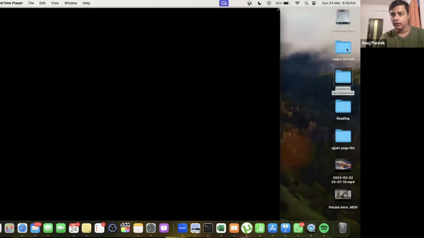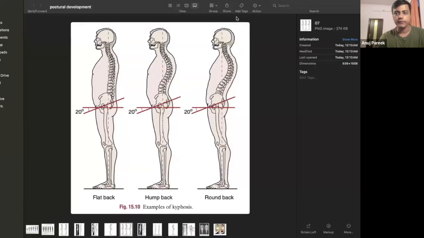Okay, so it won't allow me to share my screen. Okay, can everyone see my screen right now? Now you can see this: postural development. Can you see my screen? Okay, so let's start by one.